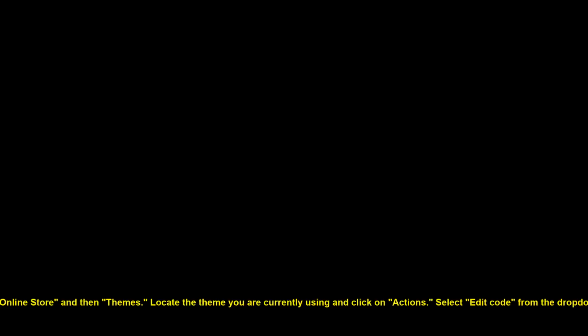Return to your Shopify admin panel. Click on Online Store and then Themes. Locate the theme you are currently using and click on Actions. Select Edit Code. In the left sidebar, find the Layouts folder. Click on theme.liquid to open it for editing.